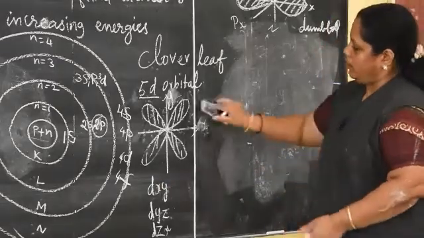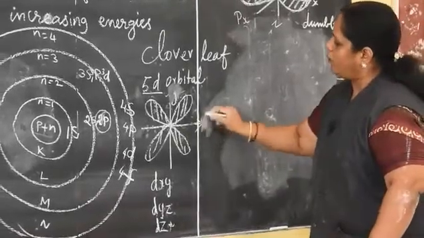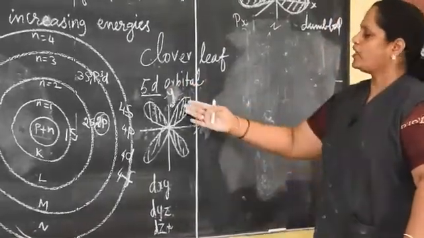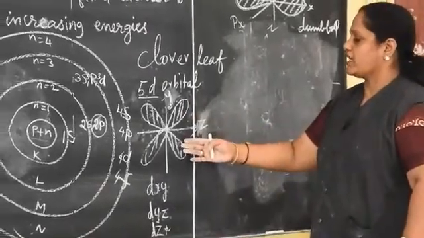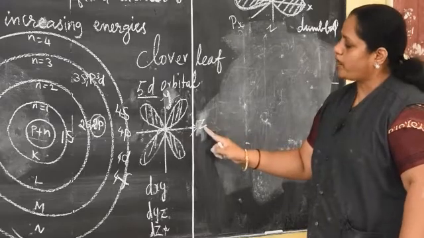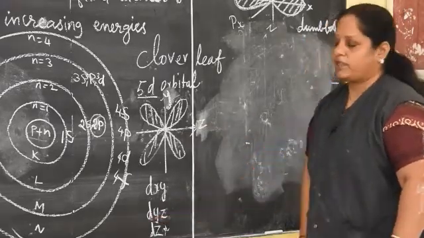Similarly, I write x here, z here, and y here. Then the probability of finding an electron is maximum here only. So what type of orbital is this? This is the dyz orbital.